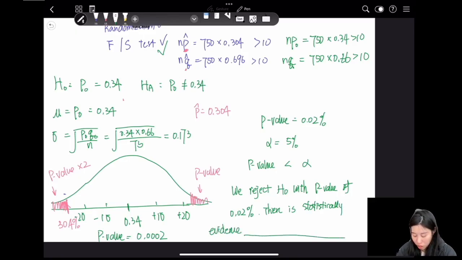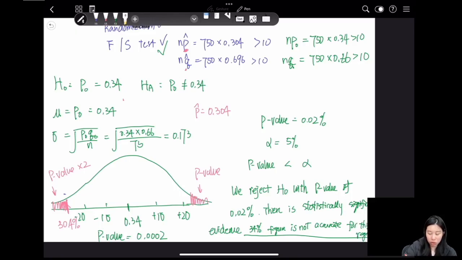And then here we state an alternative hypothesis. What we are trying to prove is that there's statistically significant evidence that the 13.4% figure is not accurate for this region. Remember, this part is you need to fill in the alternative hypothesis.